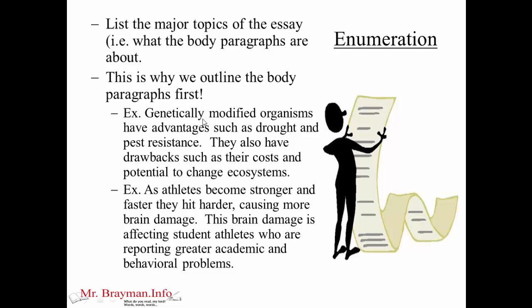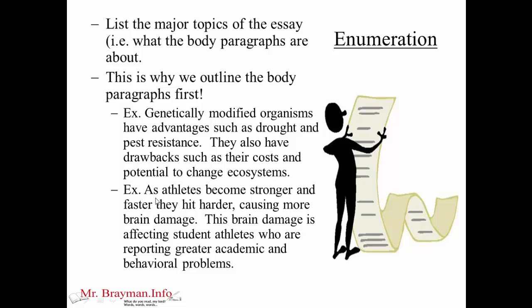So when I'm looking at this enumeration statement, I'm going to assume that the student's either going to do one or two paragraphs about advantages, maybe one paragraph about drought resistance, one paragraph about pest resistance, or one big paragraph about both. I'm also going to assume that the writer's going to talk about the drawbacks, either in one big or two smaller paragraphs, but something to do with costs and danger or change in ecosystems. That's the way we read essays.